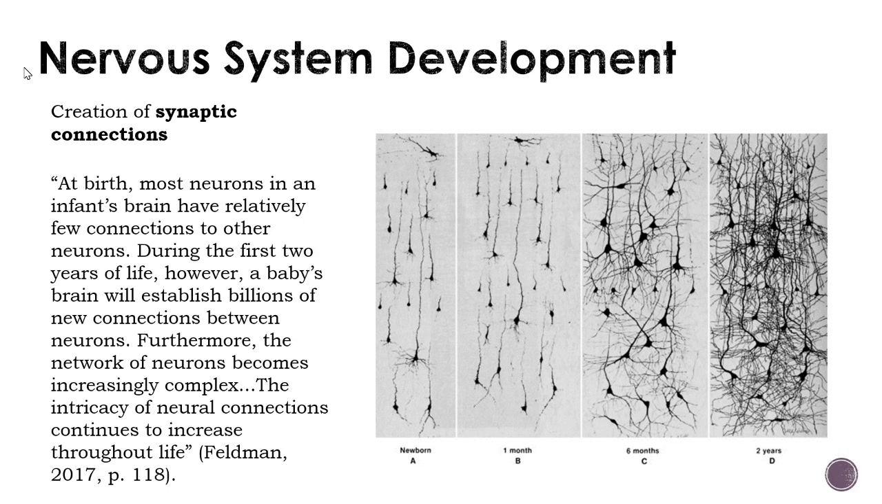From your textbook, and I believe this quote is specifically from the Development Across the Lifespan textbook: At birth, most neurons in an infant's brain have relatively few connections to other neurons. During the first 2 years of life, however, a baby's brain will establish billions of new connections between the neurons. Furthermore, the network of neurons becomes increasingly complex. The intricacy of neural connections continues to increase throughout life.